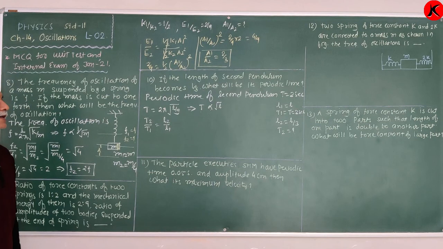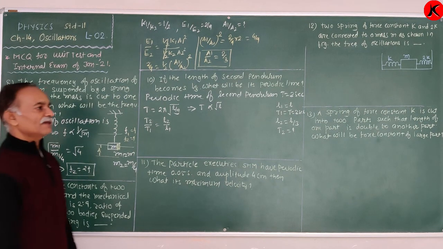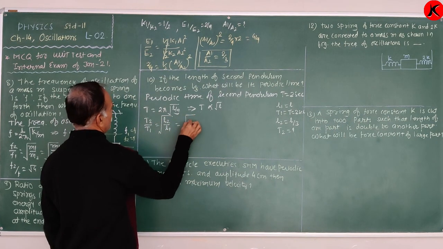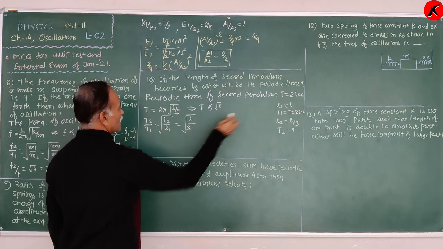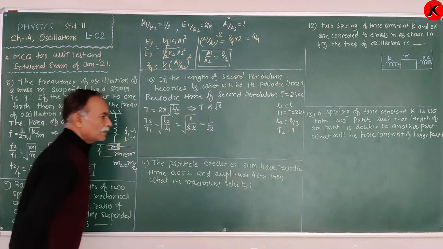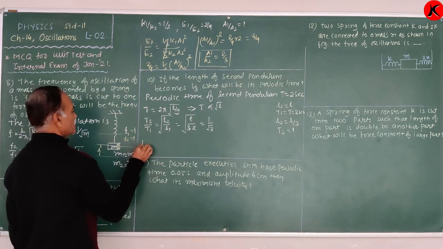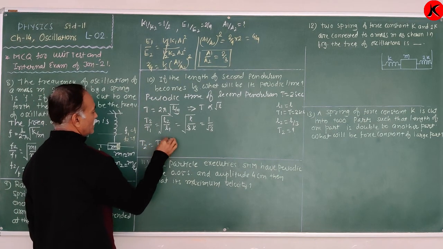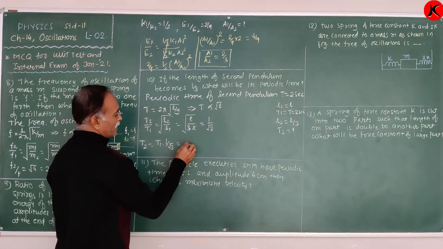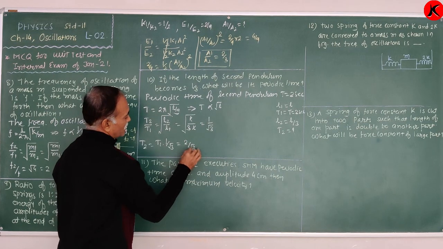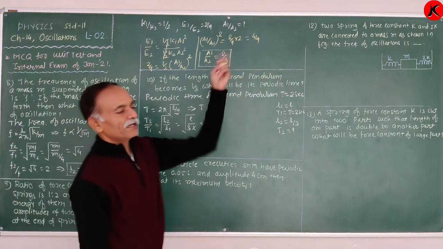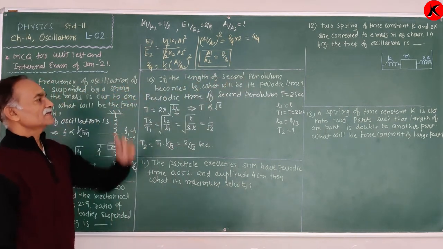Now L2 is L by 3, and that is under the square root. Therefore square root of L by 3 upon L1, which is also L. So L and L cancel, giving 1 upon root 3. Therefore T2 is equal to T1 into 1 upon root 3. T1 is the periodic time of a second pendulum, that is 2 seconds, so T2 is 2 upon root 3 seconds. That is the new periodic time of a second pendulum if the length of the pendulum is decreased to 1/3.